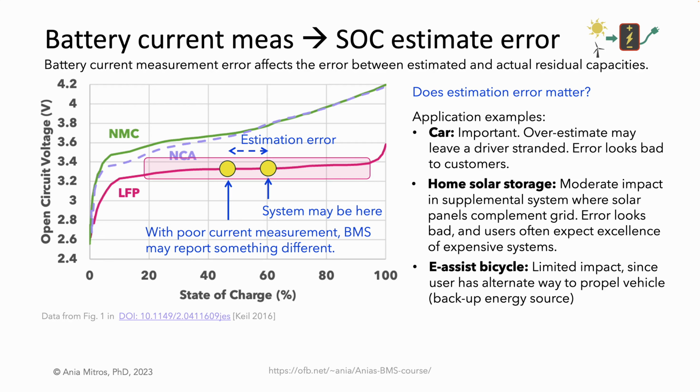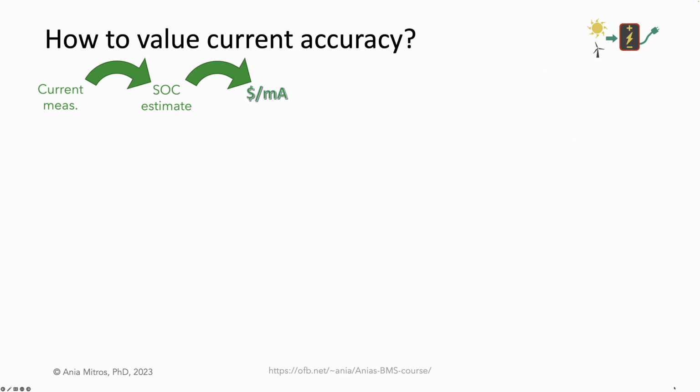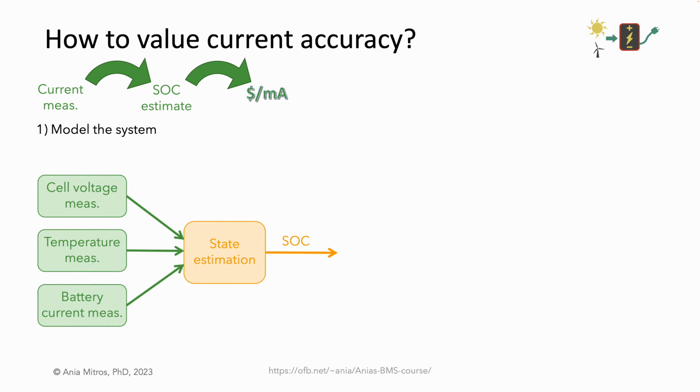For an electric assist bicycle, the functional impact of estimation error is limited, since the user can pedal the bicycle to get to their destination. The user constitutes a backup energy source. Let's talk through what it might take to analyze the value rigorously to find a dollars per milliamp target. We can build a system model and run a sensitivity analysis, wherein we apply some error to the current measurement and observe the consequent error in the SOC estimate.